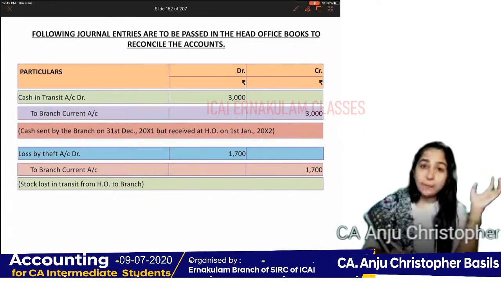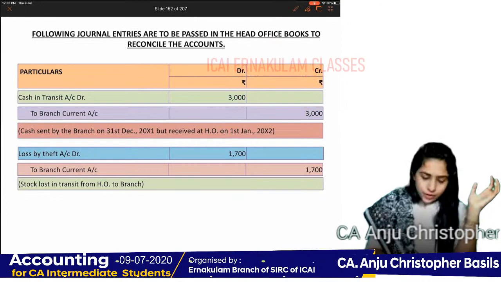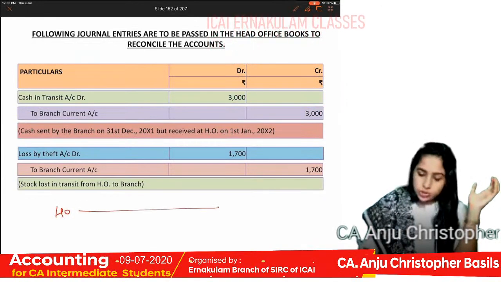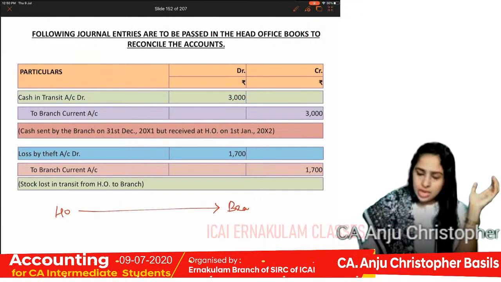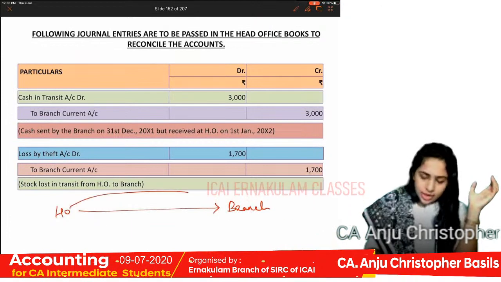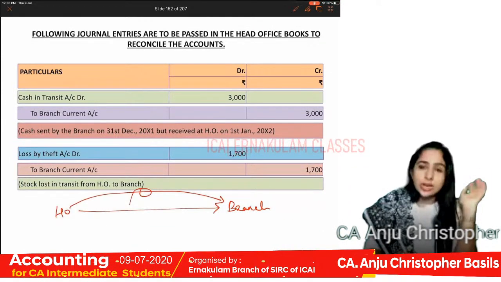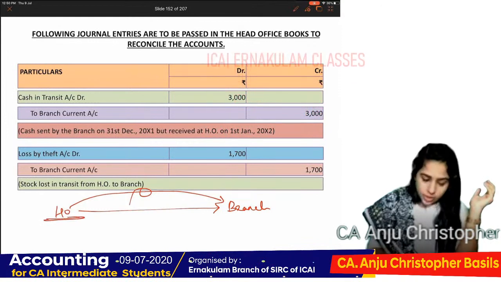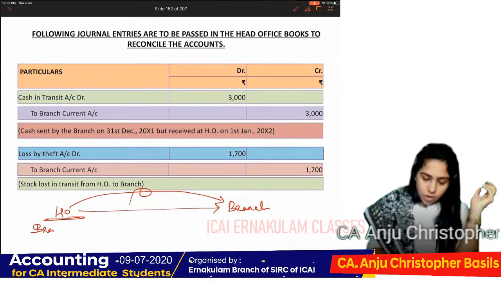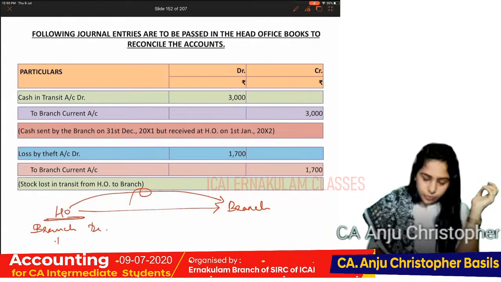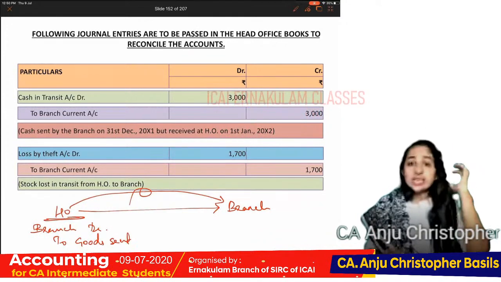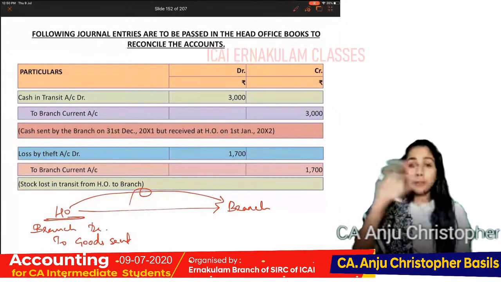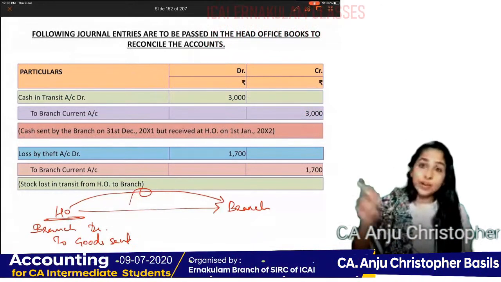Listen, what happened was from head office they transferred goods to branch. But somewhere in between, the goods were lost. So when they transferred, what happened? They wrote an entry as in branch account debited to goods sent. So this is the journal entry that they passed when they transferred the goods.